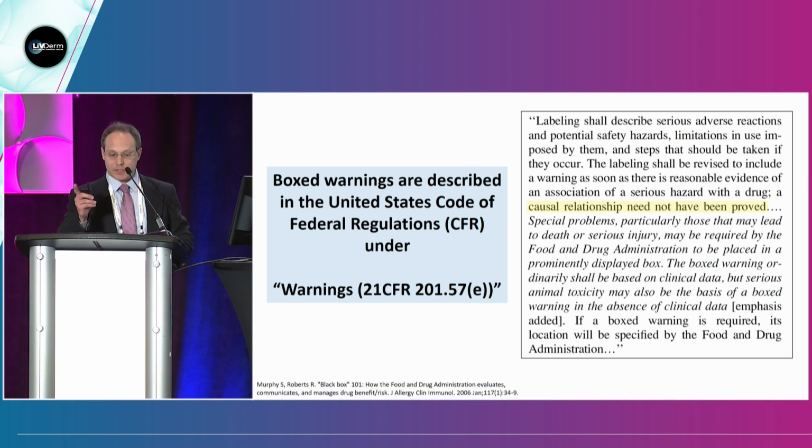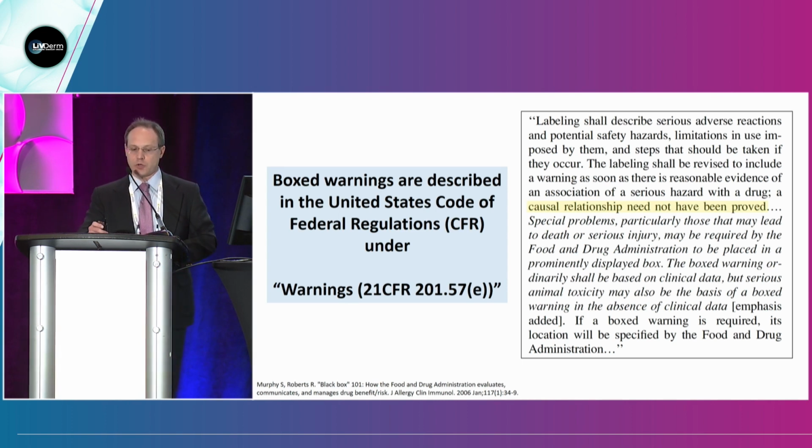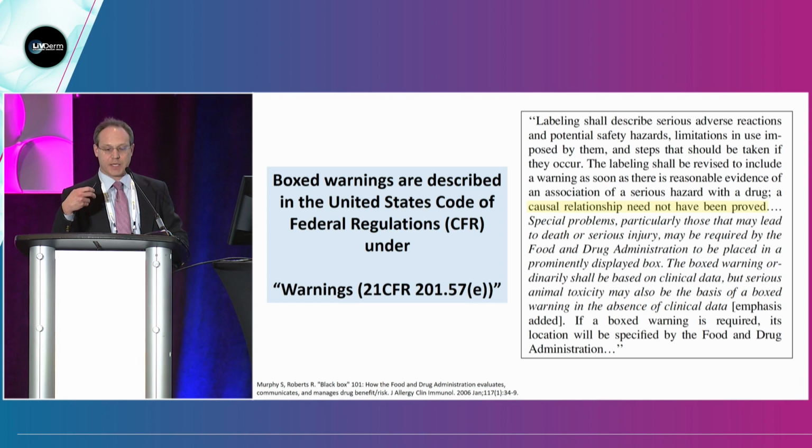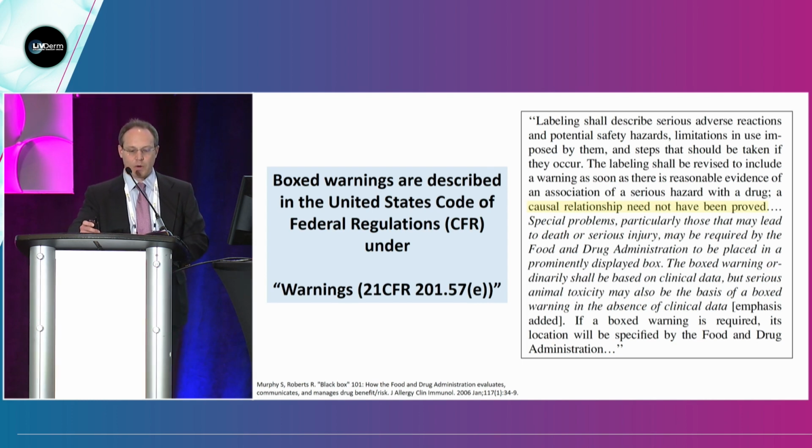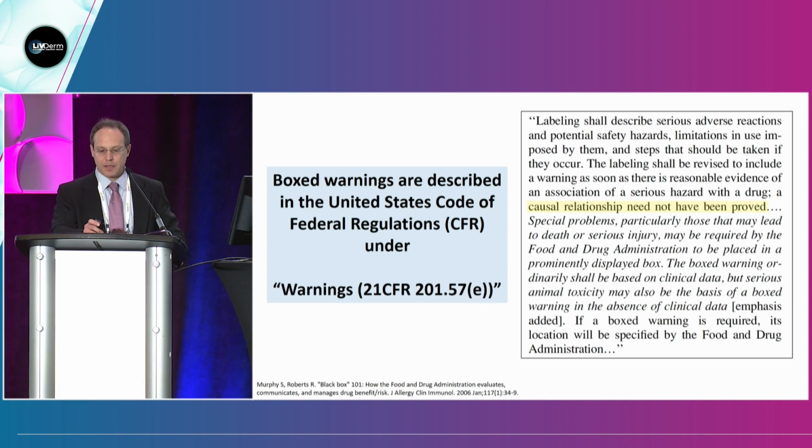Labeling can be revised to include a warning as soon as there is reasonable evidence of an association of a serious hazard with a drug. A causal relationship need not have been proved. Very important. Special problems, particularly those that can lead to death or serious injury, may be required by the FDA to be placed in a prominently displayed box. The boxed warning ordinarily should be based on clinical data, but animal toxicity data can be used in the absence of clinical data.